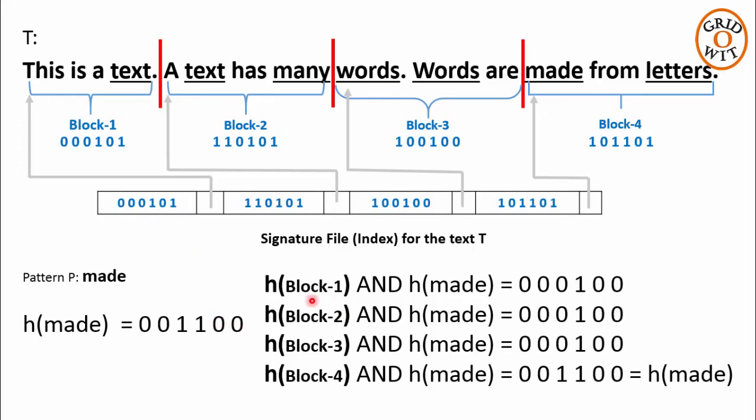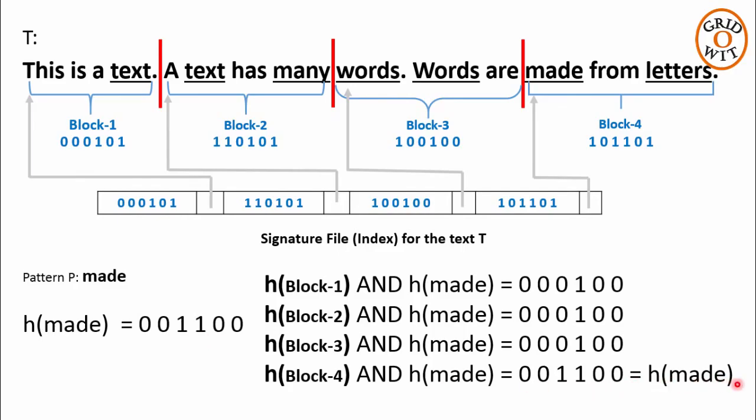That is, the hash value of block 1 ANDed with the hash value of made. Next, the hash value of block 3 ANDed with the hash value of made, and so on. Next we will check which one of these values is equal to the hash value of made. This value is not equal to the hash value of made. Now 000100 is again not equal to the hash value of made. The next is also not equal to the hash value of made. The fourth value, that is 001100, is equal to the hash value of made.